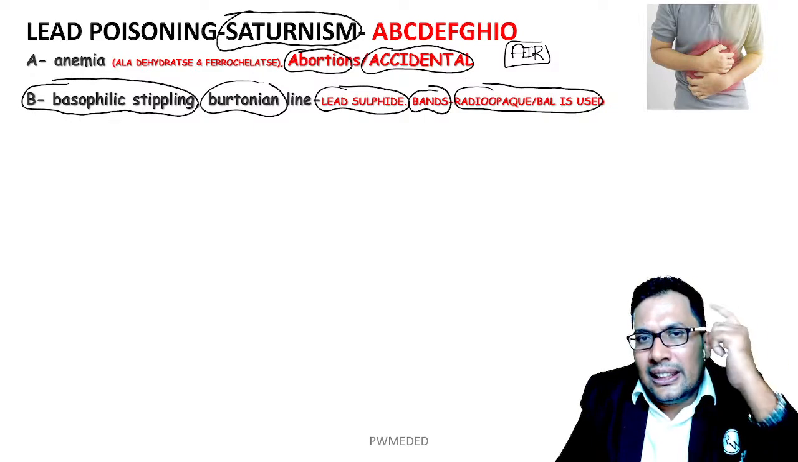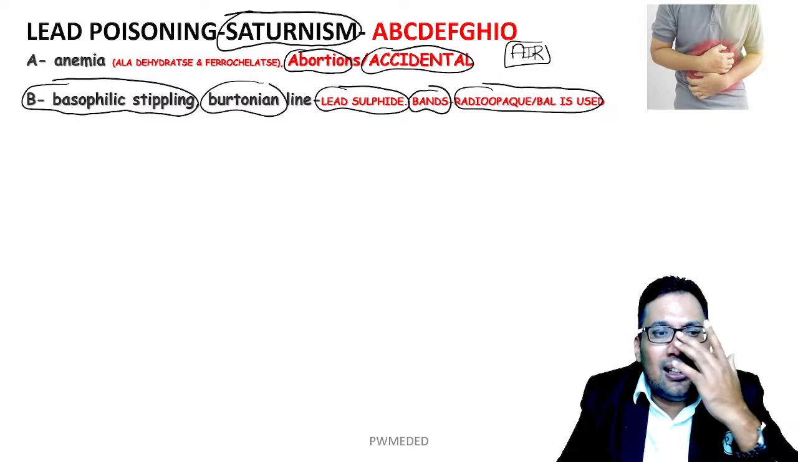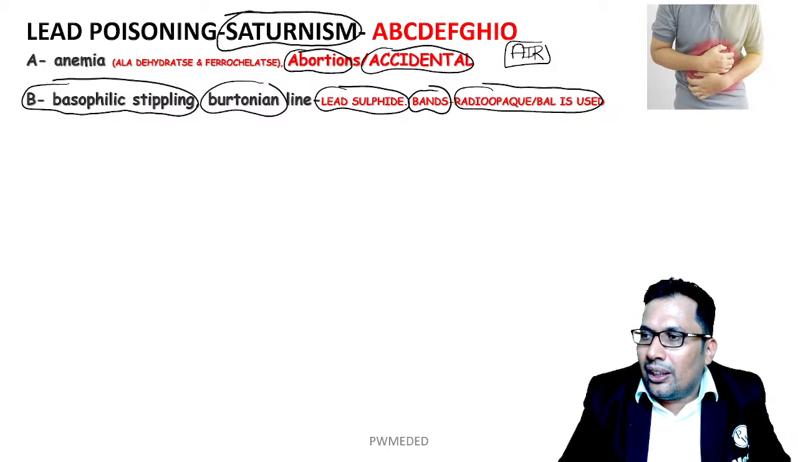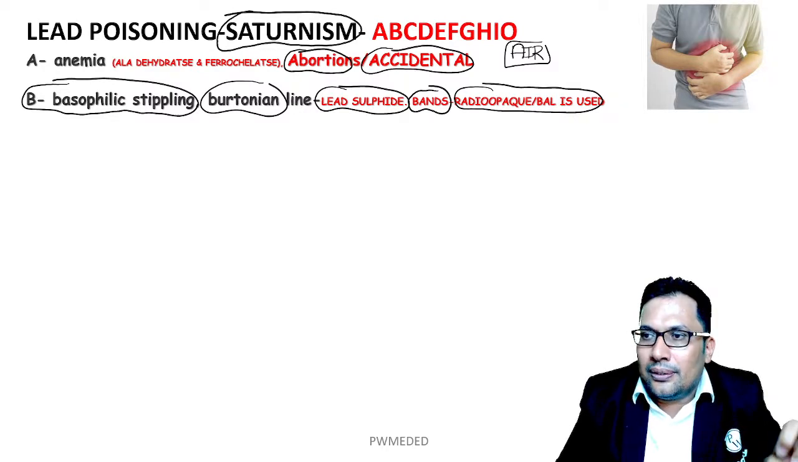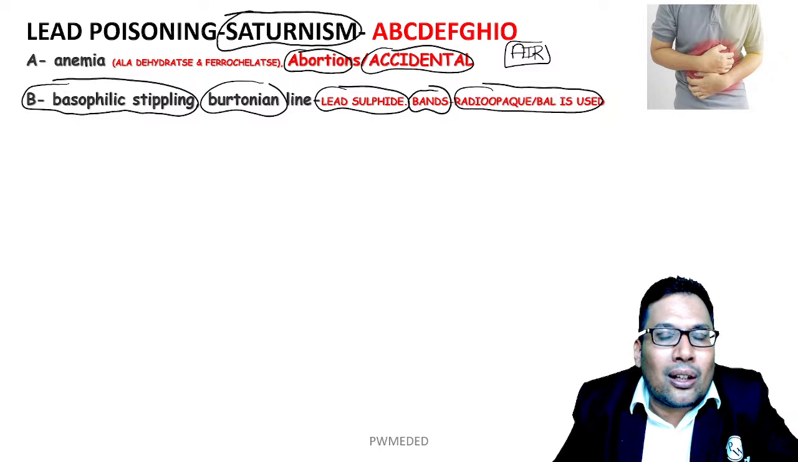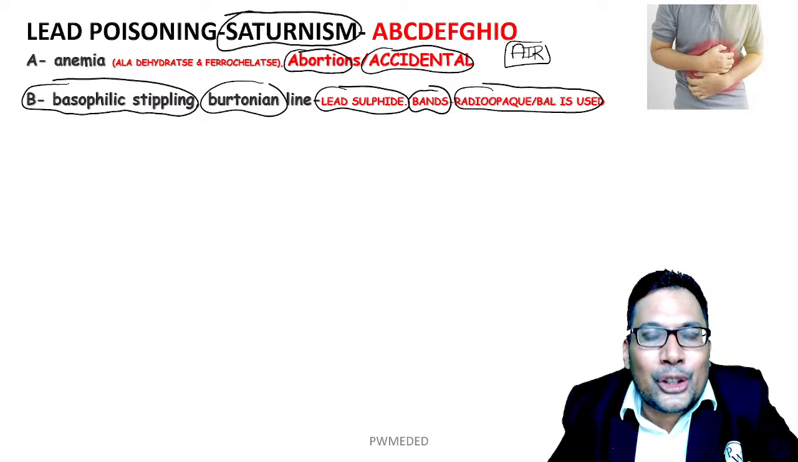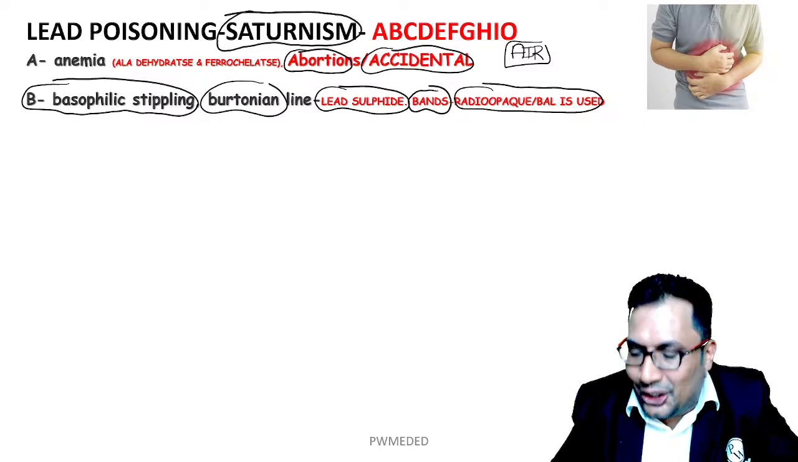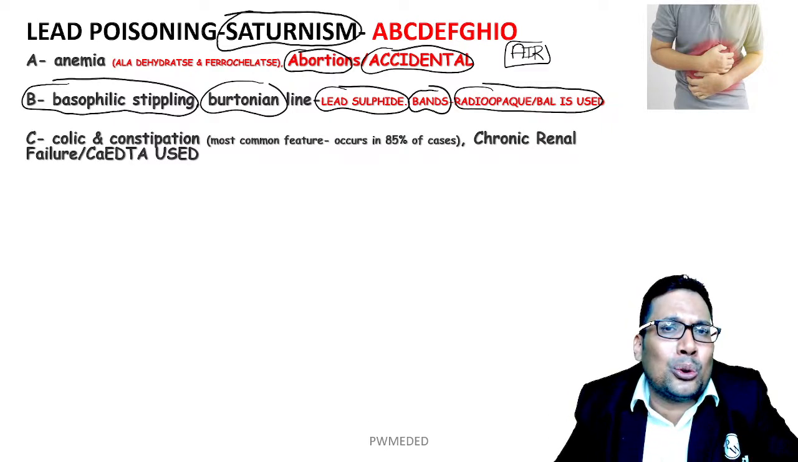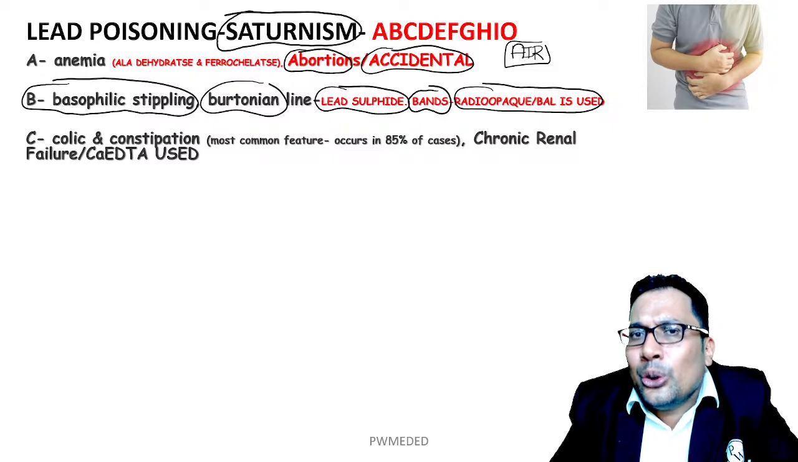C for what? All of you remember what is C in lead poisoning? Very good. Colicky constipation. That is the most common presentation. Colicky constipation also, chronic renal failure also. Calcium EDTA is also used.